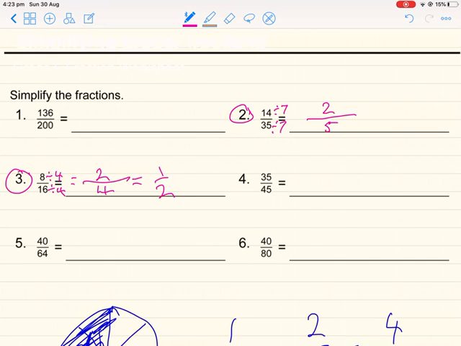So if I had done 8 divided by 8 equals 1, and what I did to the top I do to the bottom, 16 divided by 8 equals 2. So our answer still would have been 1/2, but I would have done it a lot quicker.